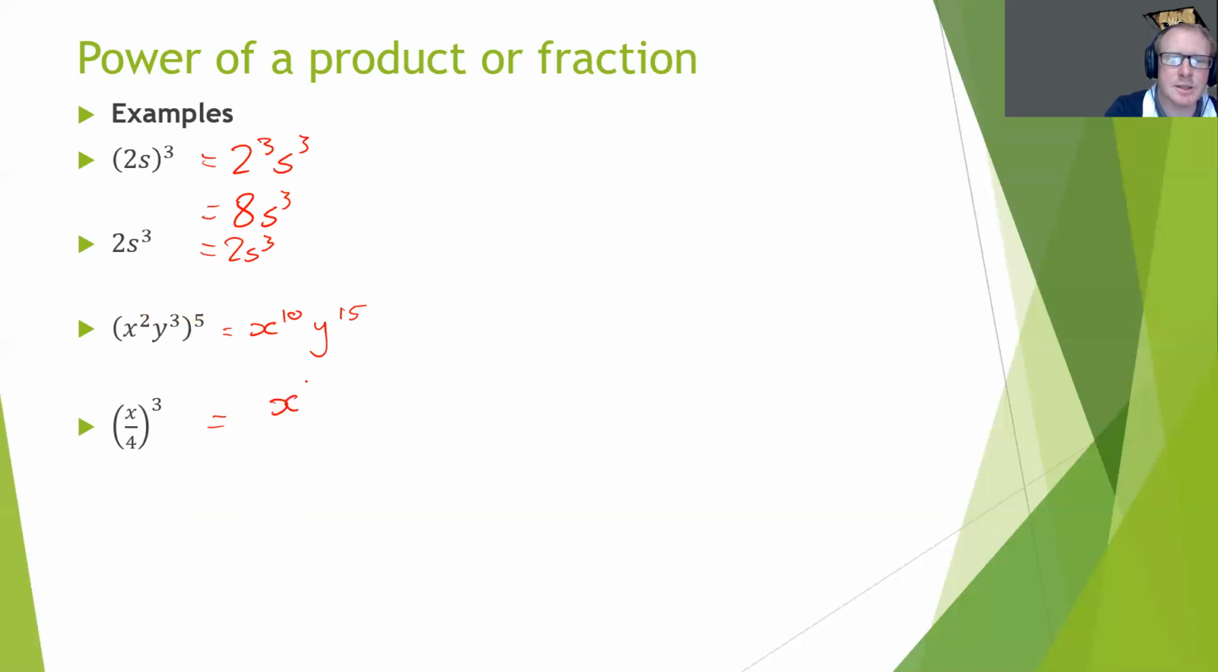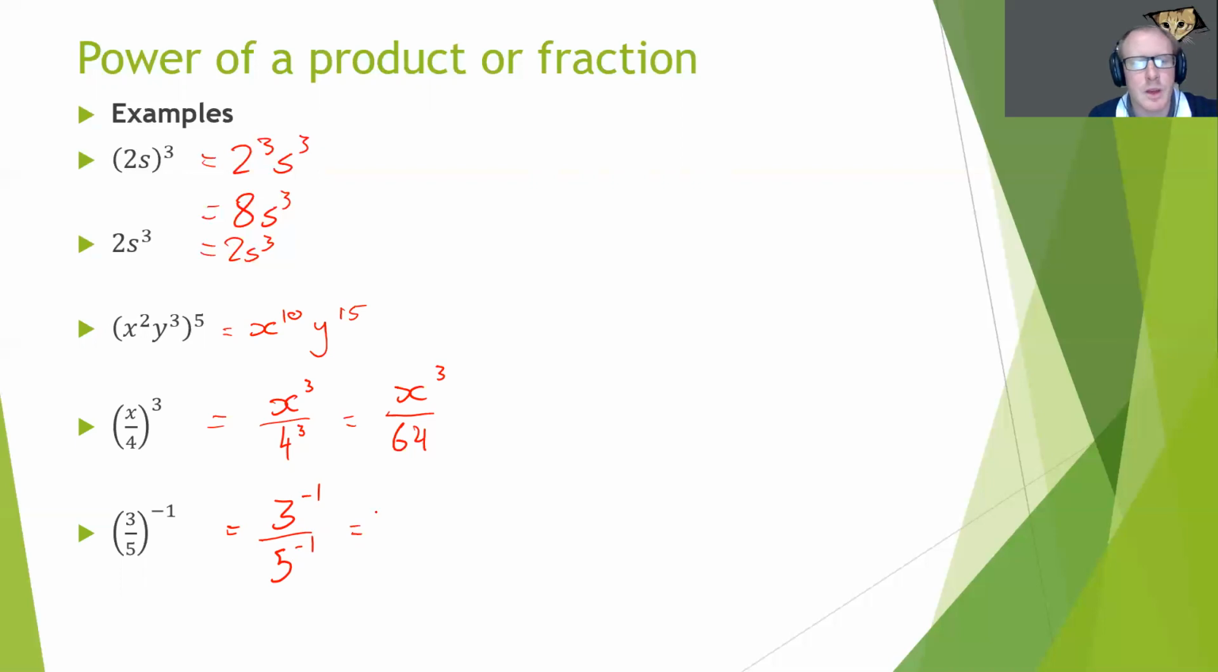Same here, everything is to the power of 3. So x to the power of 3 over 4 to the power of 3. 4 times 4 times 4 actually equals 64. And this last one, everything is to the power of minus 1. 5 to the power of minus 1, 3 to the power of minus 1.